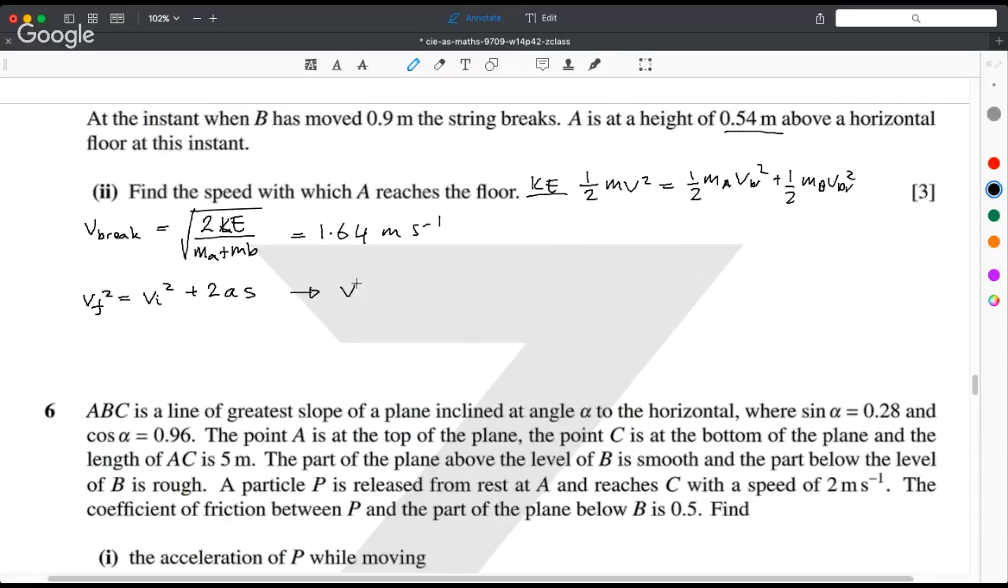So that means that here our v final for A is the square root of v_break squared plus 2g times 0.9. So here my acceleration is equal to g, not minus g, because I've defined going along and down as a positive direction. So it's all conventional, but you just have to be consistent. And if you work this out, you'll get 3.67 meters per second.